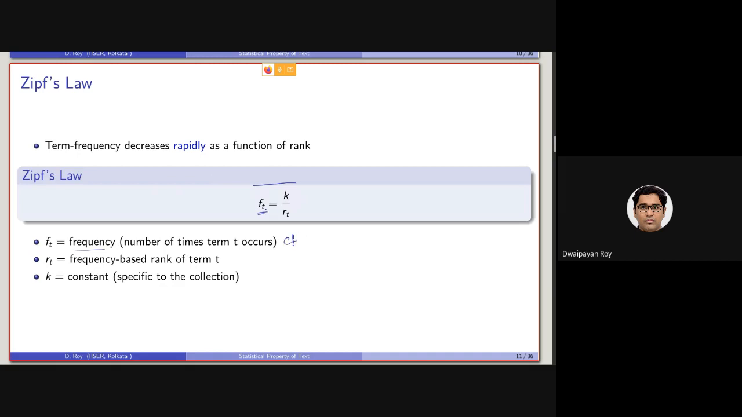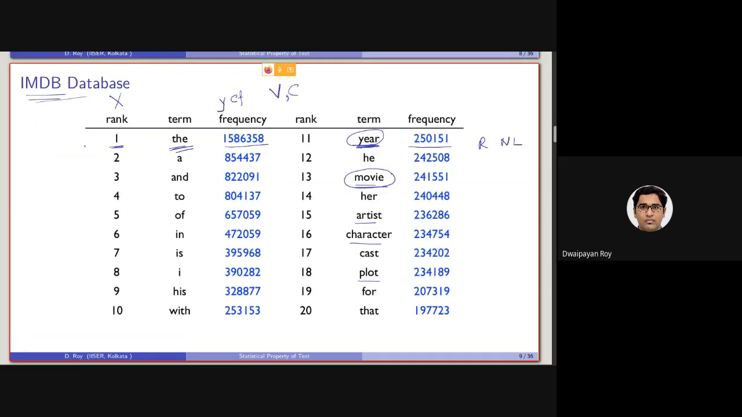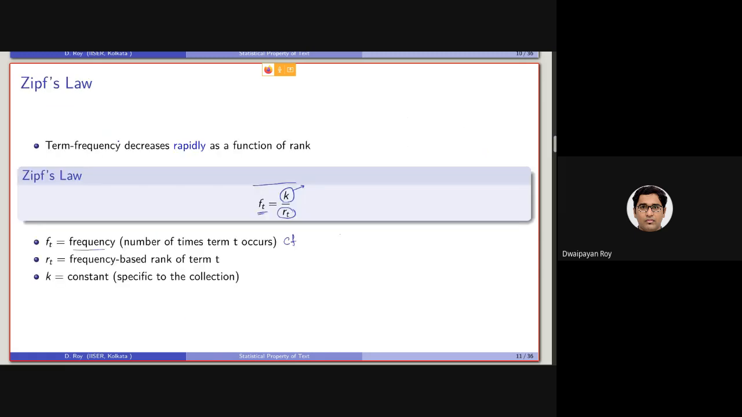The collection frequency of the term will be some constant by the rank of the term, right? Now, this constant will be specific to certain collections. Again, coming back to the definition, term frequency decreases rapidly as a function of rank. So, if we consider the frequency of "the", which is 158.6358, just to avoid writing this large value, I am writing P here. So basically the collection frequency of "the" is P.